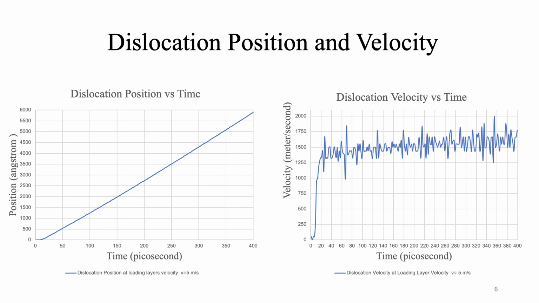As mentioned previously, the simulation is run over a period of 400 picoseconds, and the velocity of the loading layers is 5 meters per second. We notice that in this case, the dislocation position is increasing as a function of time, and that the velocity is positive and not constant. The average velocity in this case is above 1400 meters per second.